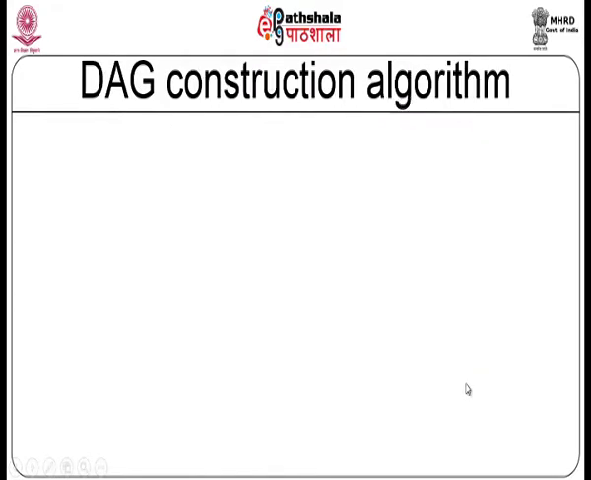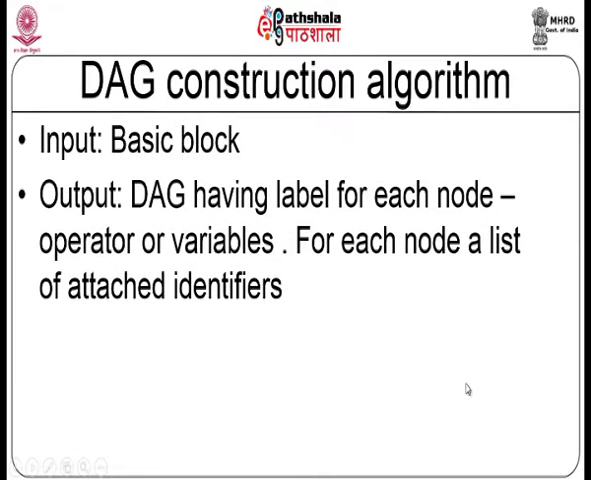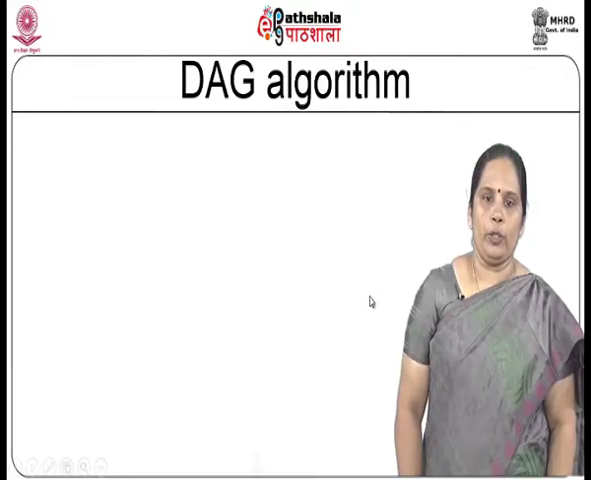In the construction algorithm, the input is a basic block and the output will be a DAG having a label for each node containing either the operator or the variables, and for each node a list of attached identifiers is also determined and given as output.